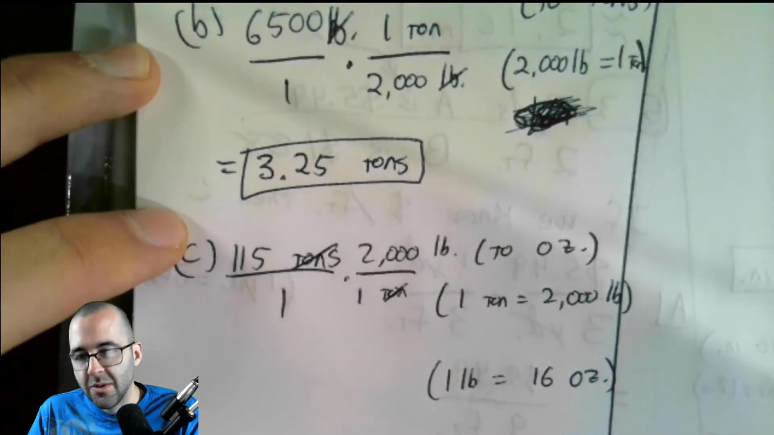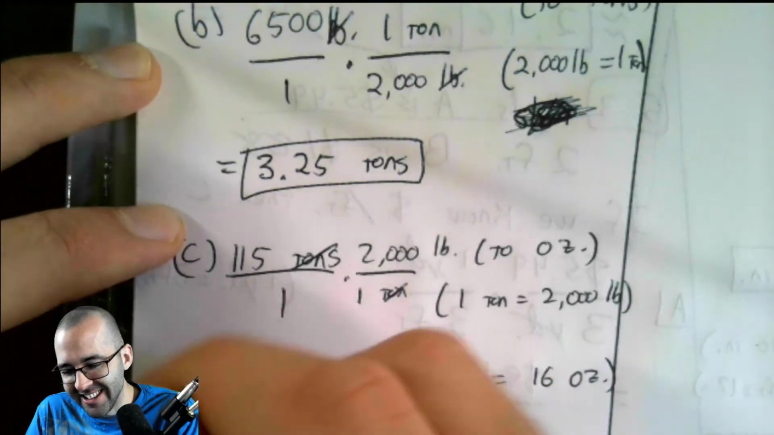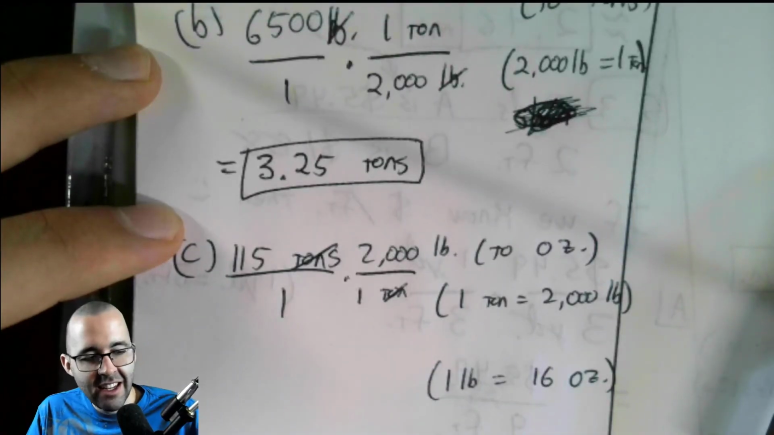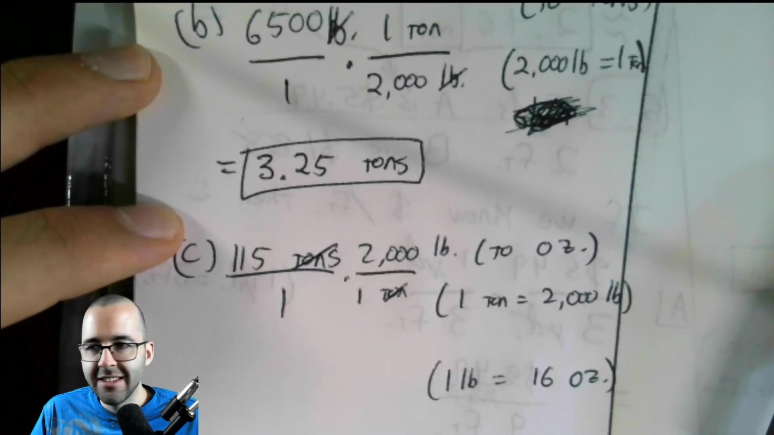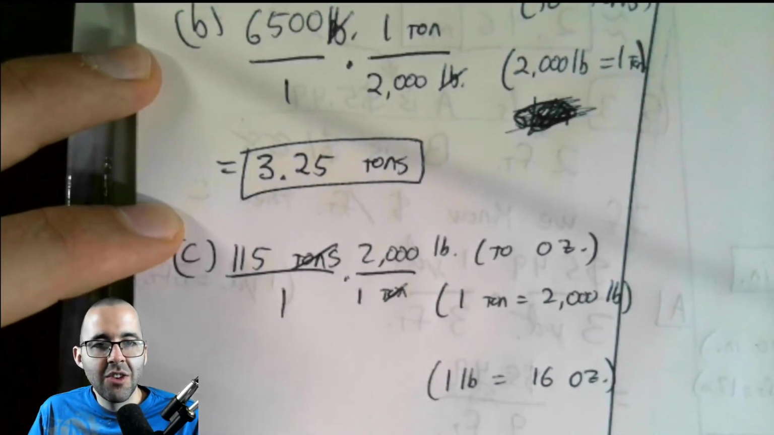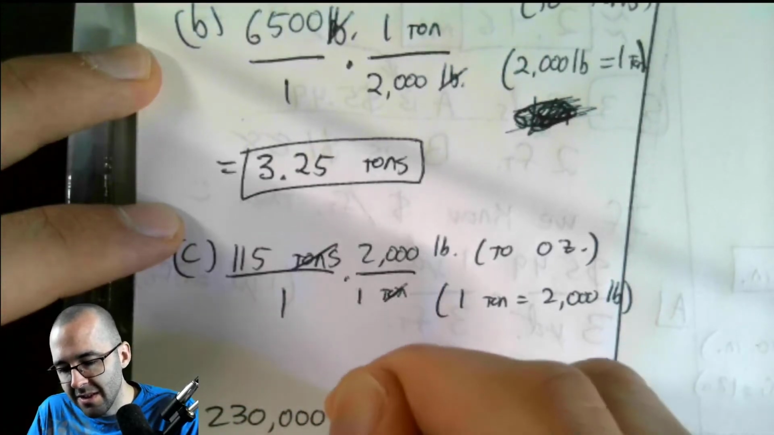And we're going to have, wait, this is going to be so many ounces, 115 tons? That's a lot of ounces. Goodness gracious. All right. I'm not doing this in my head. 115 tons times 2,000. That's 230,000 pounds.